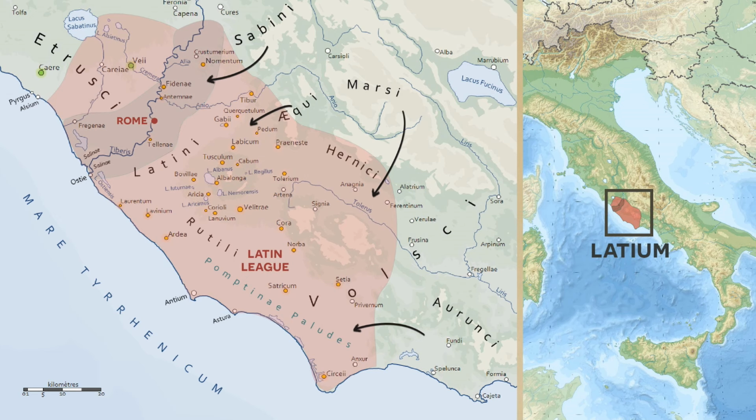To make matters worse, some members of the Latin League began to break off, and Rome's traditional enemies launched opportunistic attacks. Surprisingly, however, Rome was able to weather the storm. This was in large part due to the recent conquest of Veii, whose rich land provided the resources and manpower to quickly rebuild the city of Rome.